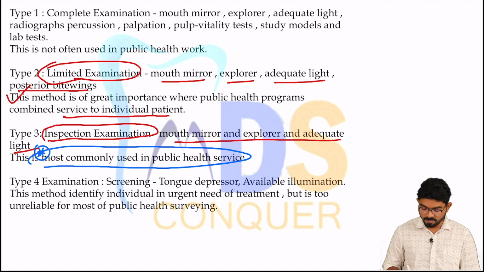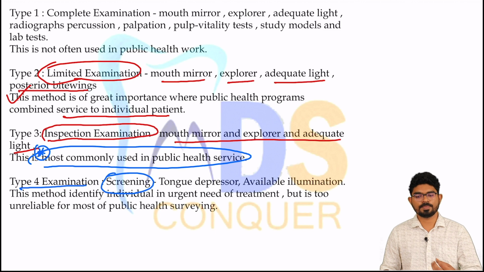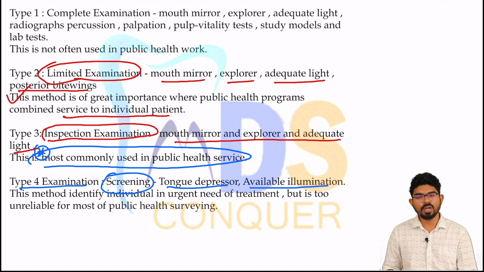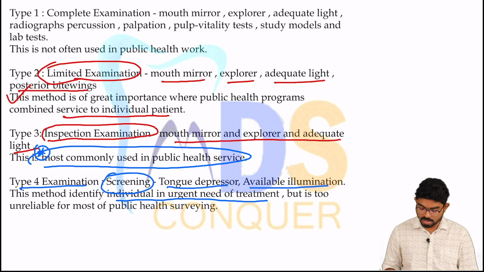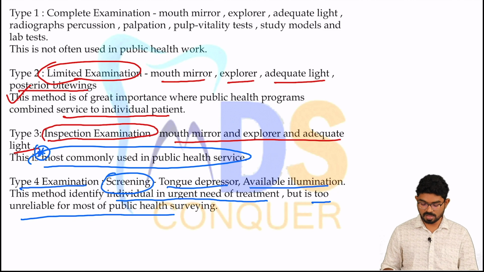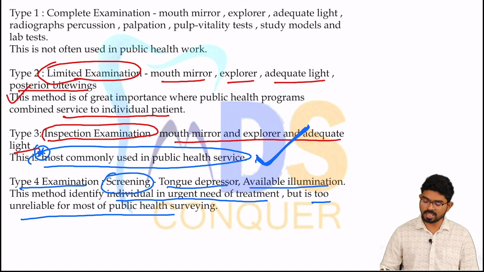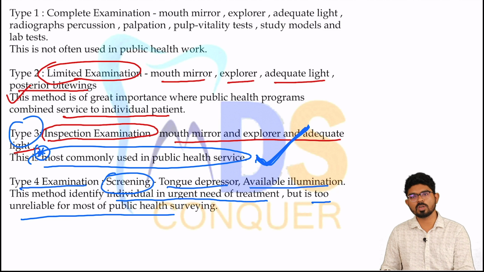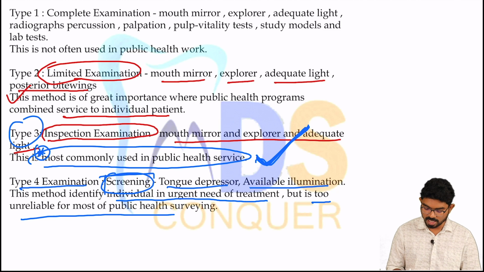And I hope you remember this type 4, what we used to do. This is called screening, what we used to do in your public health programs. Once you go out to a particular village, what do you do? You use a tongue depressor, available light over there, and you check the patient to identify the individuals who really require the treatment. Make a note, but this is too unreliable for the public health survey. So basically the most commonly used or the preferable type is type 3. But the question is very simple. Tongue depressor and available light are used in which type? That is screening, that is type 4.